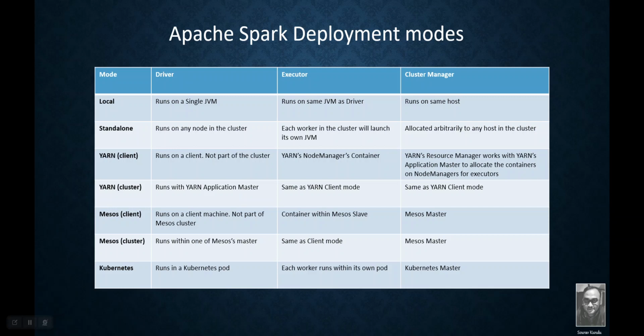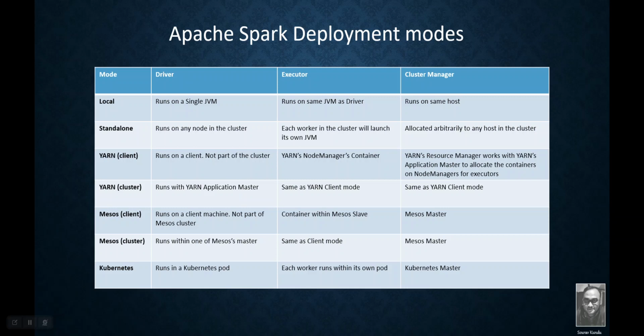For Yarn cluster, the driver runs with the Yarn application master. The executor is the same as Yarn client mode, and the cluster manager is the same as Yarn client mode. For Mesos client, the driver runs on the client machine, not part of the Mesos cluster. The executor is a container within a Mesos slave, and the cluster manager is the Mesos master. For Mesos cluster, the driver runs within one of the Mesos masters. The executor is the same as client mode, and the cluster manager is the Mesos master. For Kubernetes, the driver runs in a Kubernetes pod. For the executor, each worker runs within its own pod, and the cluster manager is the Kubernetes master.